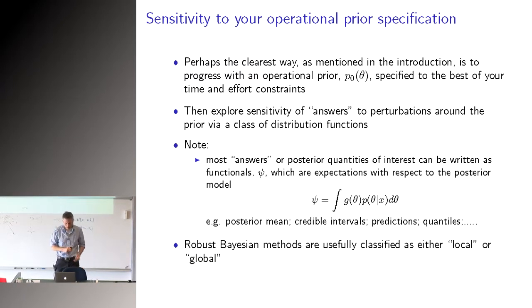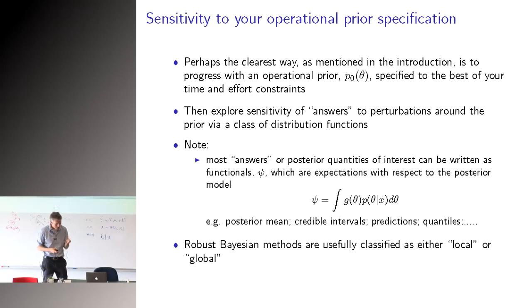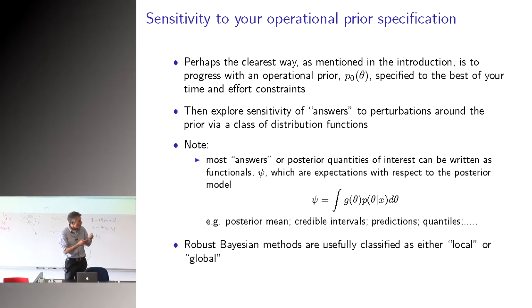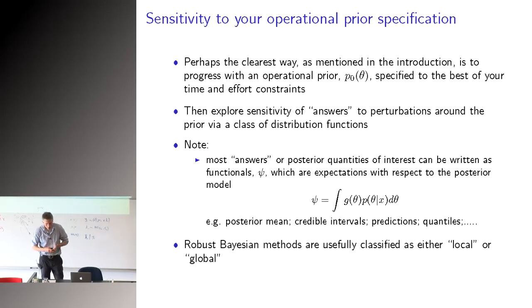Okay, so perhaps the clearest way that people have worked is the idea of we're going to start with an operational model. So I'm going to build that to the best of my ability. I'm going to build my machine learning model, best of my ability, and then ex post, having fit the model to the data and applied it in terms of prediction or learning about some underlying dependent structure in nature, what we want to do is explore sensitivity of answers to perturbations around the prior via a class of distribution functions.